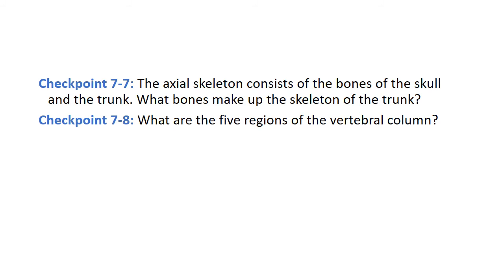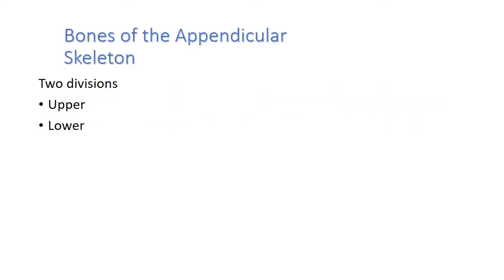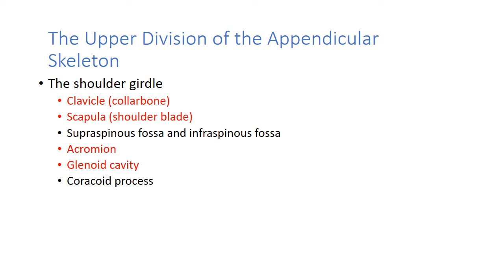Next, we talk about the appendicular skeleton, and there are two divisions, the upper extremities and the lower extremities. In the upper extremities, we have what's called a shoulder girdle. A girdle is a structure that surrounds and protects other structures. So we have the clavicle, which is the collarbone, and the scapula. We also have the supraspinous fossa and the infraspinous fossa. These are good terms to know. However, for our purposes, we don't need to be concerned with them. Then the acromion and the glenoid cavity.